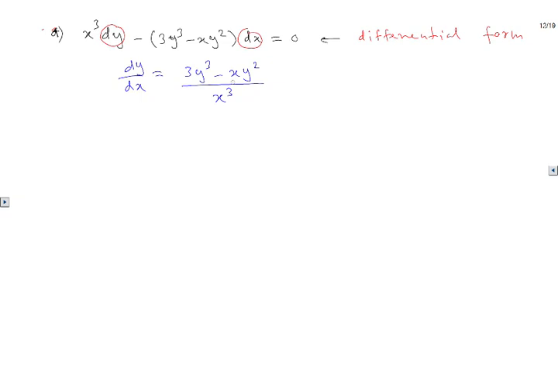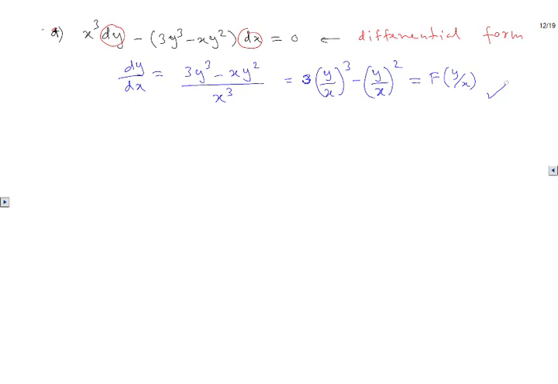Now we can do the same thing as before. If you divide the top and bottom by x^3, you're going to get 3 y over x cubed in the first term, and then minus, in the next one, one of the x gets cancelled, and you're going to have y over x squared. So you can see that it is a function of y over x only. So that means this is also a homogeneous equation.